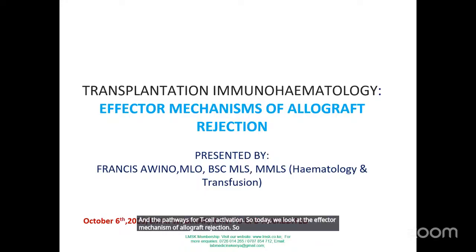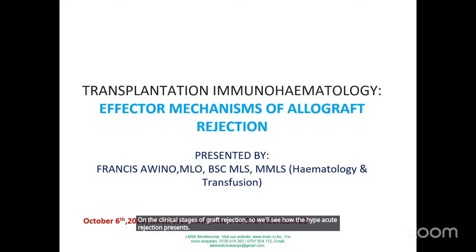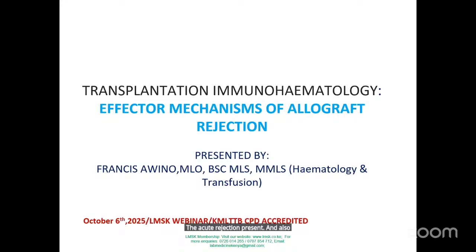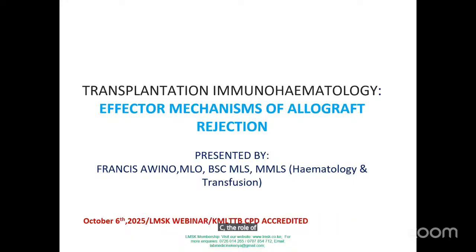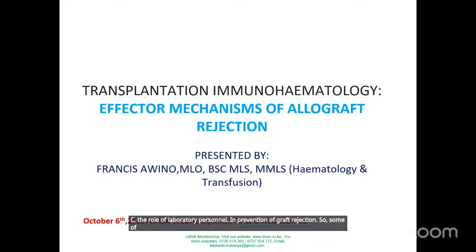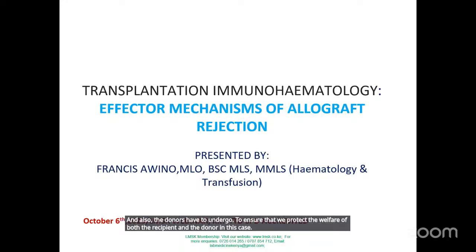In the effector mechanism, we'll be focusing on the clinical stages of graft rejection. We'll see how hyperacute rejection presents, how acute rejection presents, and also the chronic phase. Then finally, we'll wrap it up with prevention and see the role of laboratory personnel in prevention of graft rejection. So some of the tests that we do, and also some of the processes that the patients and the donors have to undergo, ensure that we protect the welfare of both the recipient and the donor in this case.